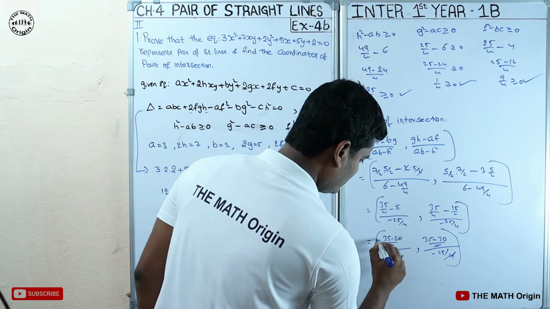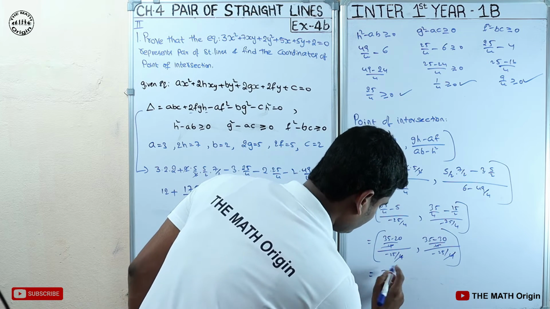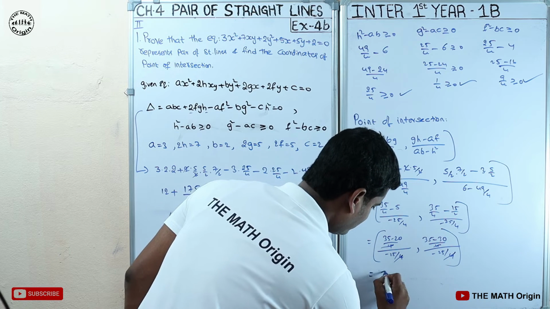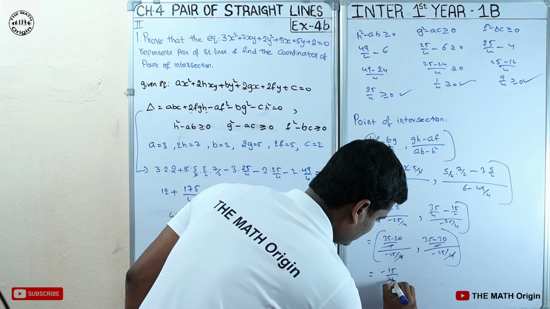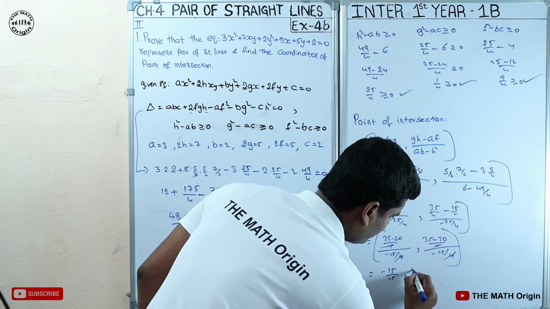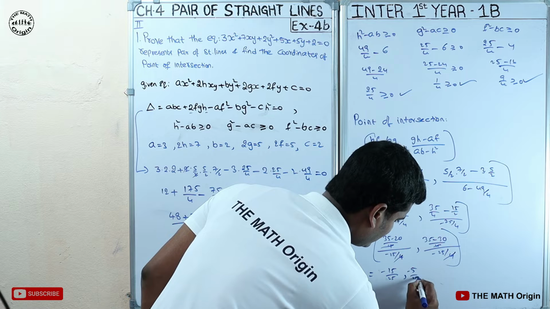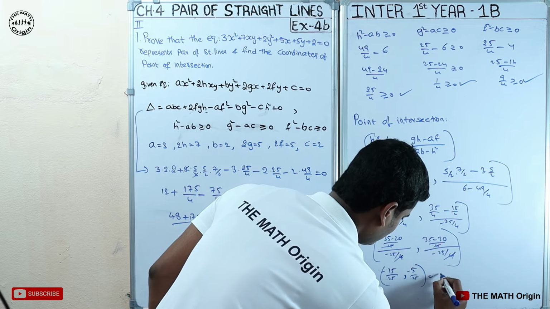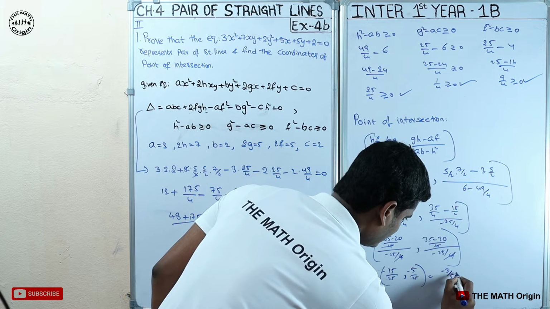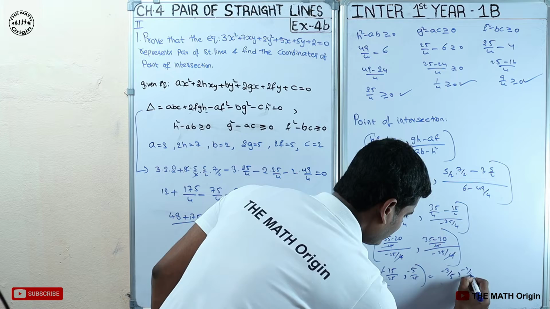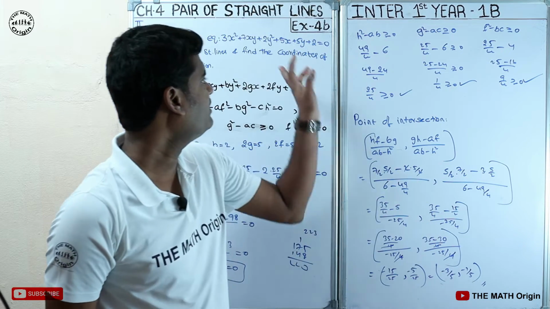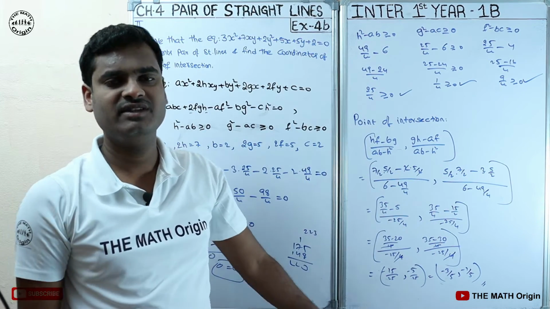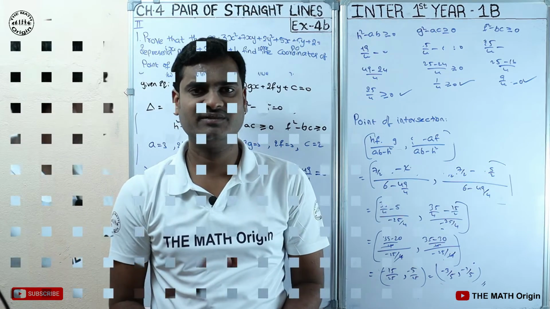Okay, now the final value is minus, I will take it on the numerator, 35 minus 20 is 15 by 25, comma, minus 5 by 25. Therefore, that is equal to minus 3 by 5, comma, minus 1 by 5, is the point of intersection for the given straight lines equation. With this we completed the first question.